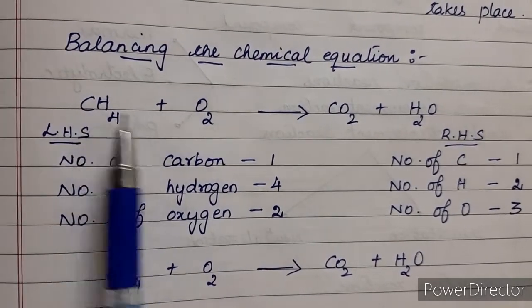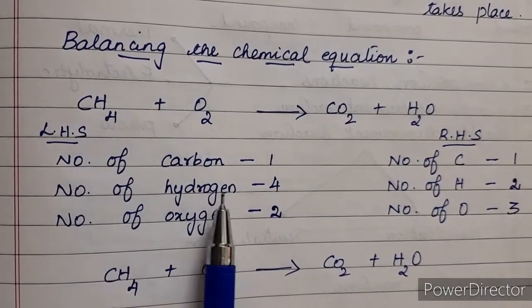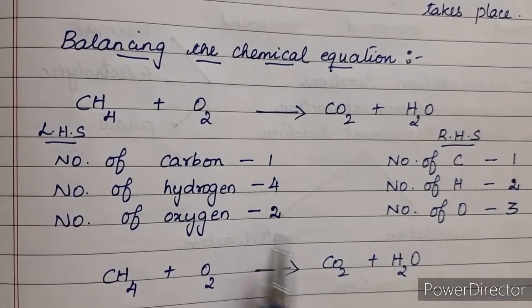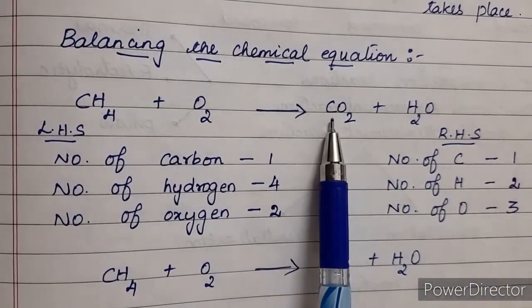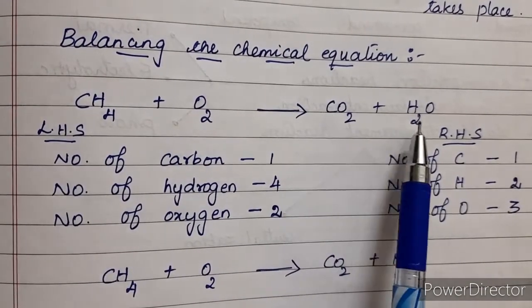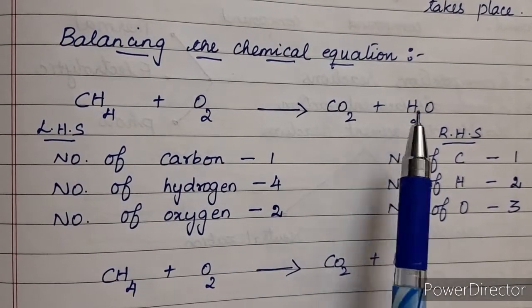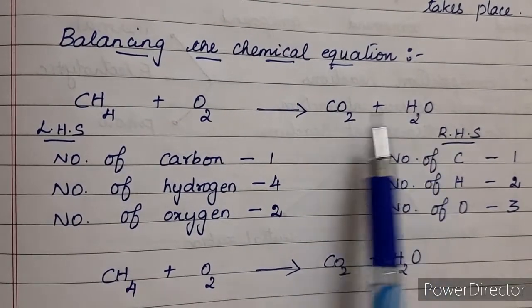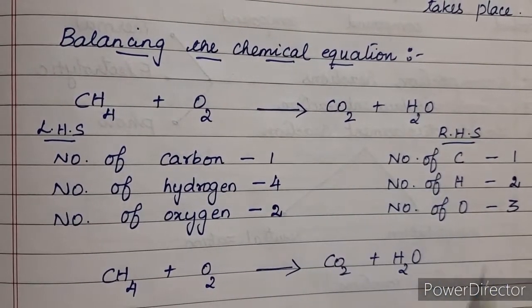Only one carbon. Now how many hydrogen? 4 hydrogens are there, and oxygen is 2. We are considering the atoms, right? Now on the left hand side, how many carbon? 1 carbon, 2 hydrogen, and 3 oxygen. Here you have 2 plus 1, so 3 oxygens are present.